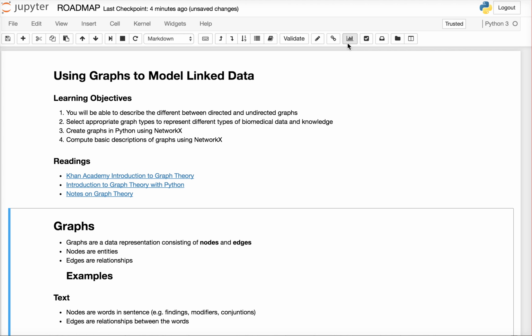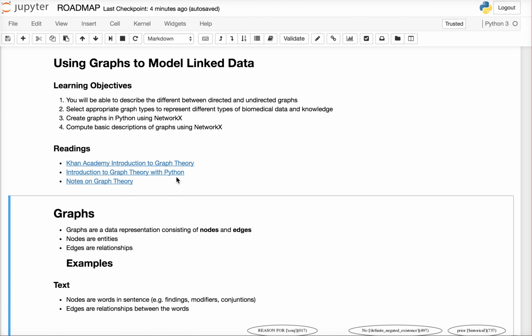While there's no quiz for the module before class, I would like you to go over the Khan Academy Introduction to Graph Theory and look through this Introduction to Graph Theory with Python. Notes on Graph Theory is a mathematical exploration of this for advanced high school students if you're interested in looking at that. But it's really more of these first two that I would like you to look at.